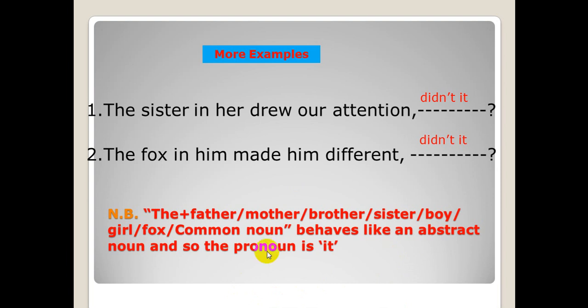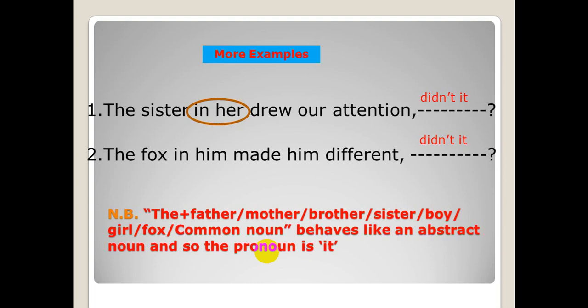The sister: this is not the sister herself, this is sisterly feelings. So the plus sister together behave like an abstract noun, sisterly feelings, so its pronoun is it, and the same thing in the next sentence. So you should remember that when the sister, the father, or the brother appear like this, they will behave like an abstract noun.